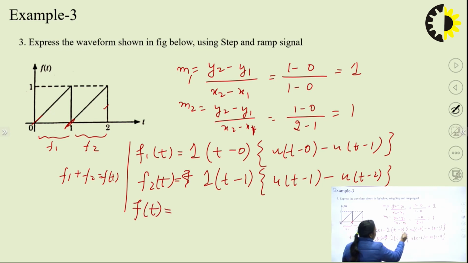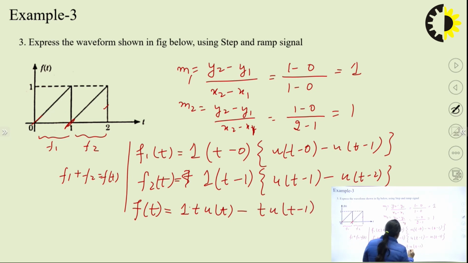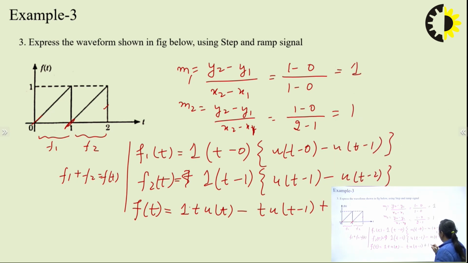Now I can simplify these two functions by adding, f(t) will be equal to f1 plus f2, so this will be, okay, 1 into t into u(t) minus t into u(t minus 1), right? And this is again coming out to be plus t minus, sorry, t minus 1 into u(t minus 1) plus minus t minus 1 into u(t minus 2). So a point that I have missed to tell you is this is u(t minus 2). Okay, let's correct it here.